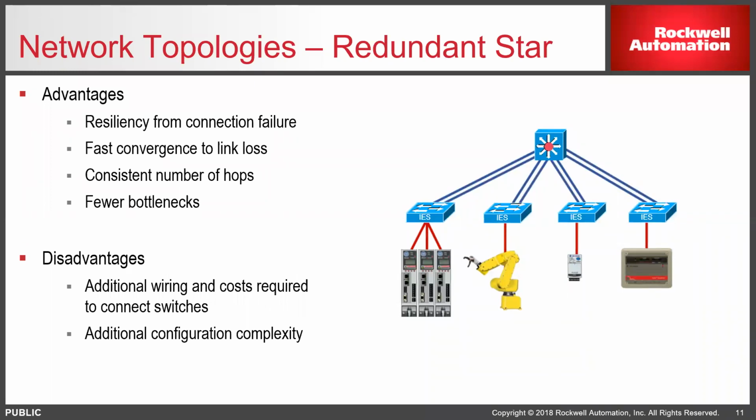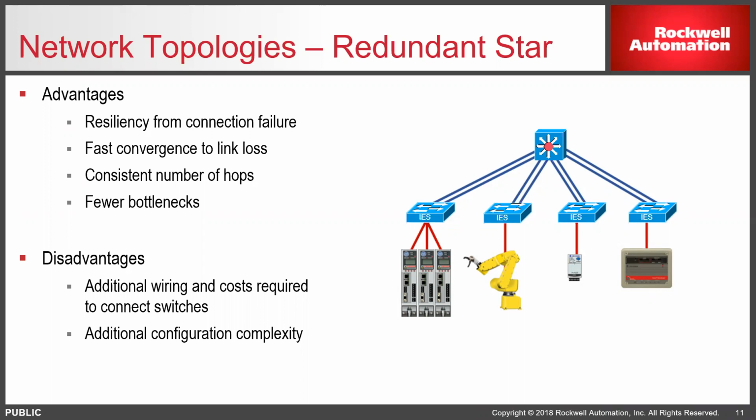The next one would be a redundant star. The advantage of this one is it's resilient from connection failure. As you see on the right, at that switch at the top, there are 2 connections, so you have some resiliency there because you have more connections to provide for redundancy. It has a faster convergence time if it detects that loss because it can switch over to that other connection. It has a consistent number of hops, so it doesn't have that bottleneck effect. So you no longer have network issues where packets get lost or are not received on time.